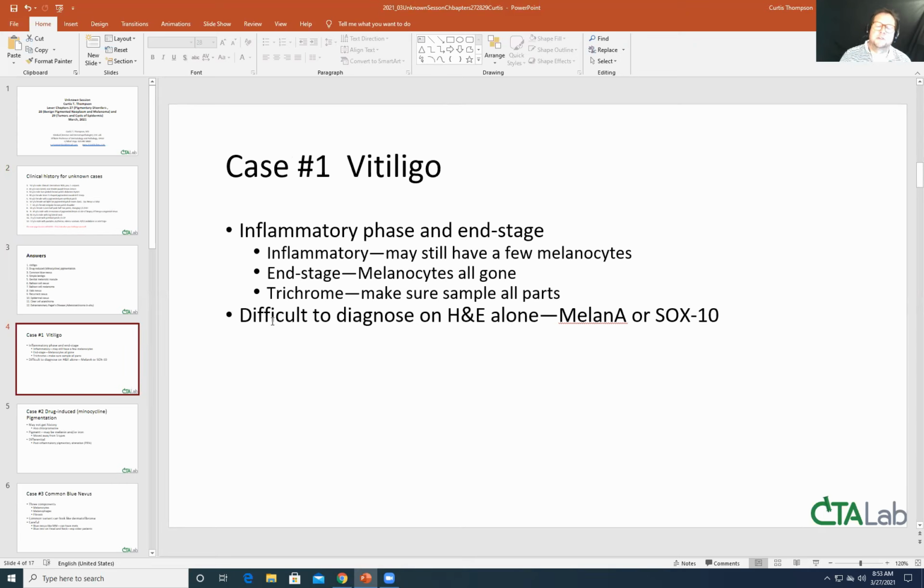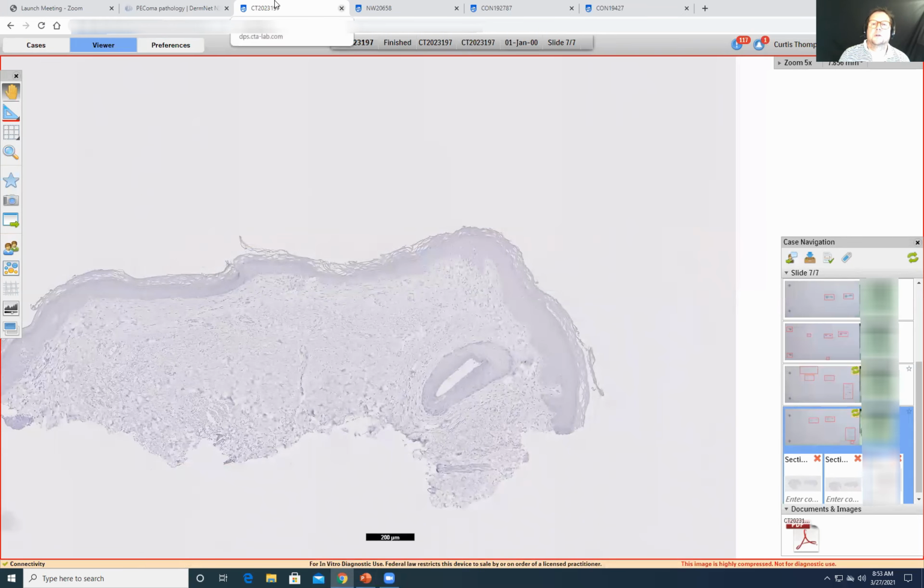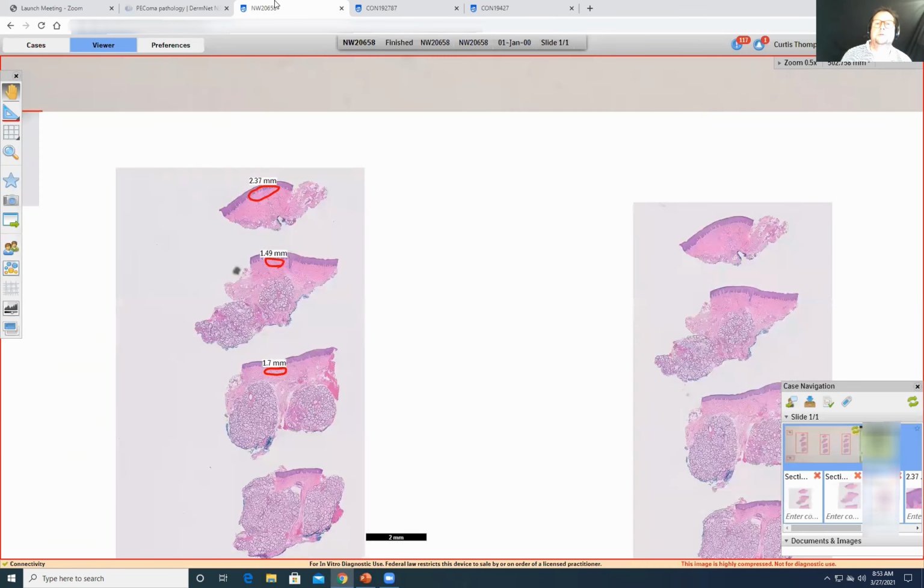And it is difficult to diagnose on H&E alone. You can see that on this case. We couldn't really be sure what was going on there with that little bit of interface looking process. And immunos, SOX10 or Melan A are useful. I'm not a big fan of Melan A, but this is one time it could be used. So on to case two.